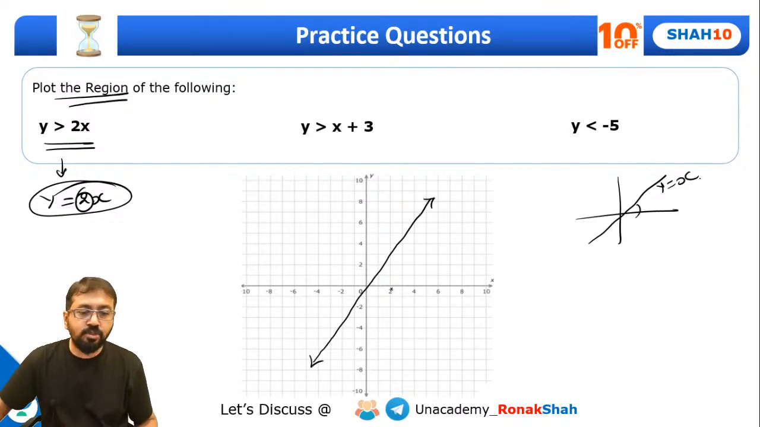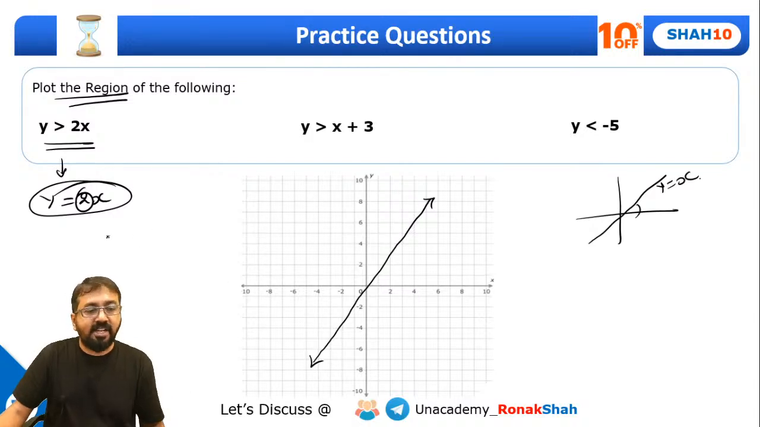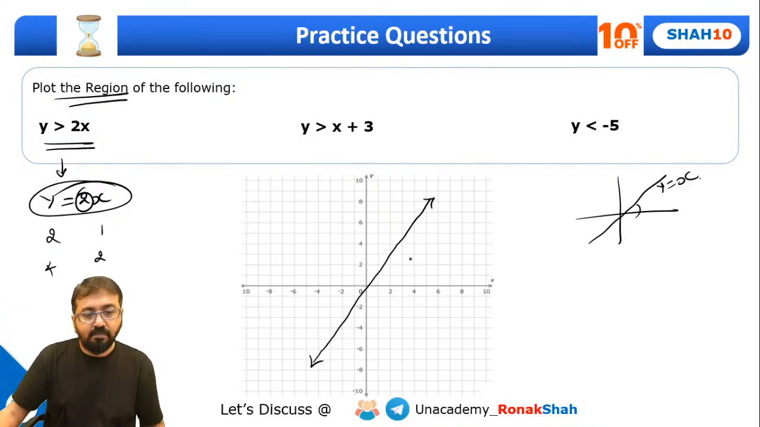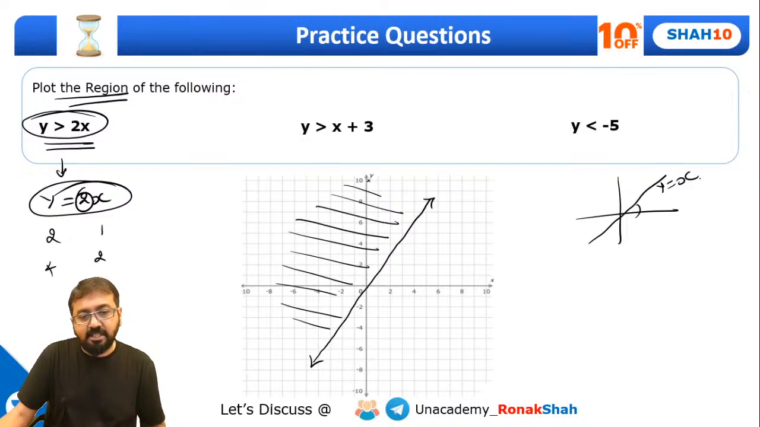The other way is you start putting values of x and start getting values of y. You'll understand when x is 1, y is 2, when x is 2, y is 4 and so on. Plot those points and draw the graph. I'm just drawing a rough graph here. Okay, now I need to plot the region for this one, y greater than 2x. So guys, this will be that region. For this region, y will be greater than 2x.